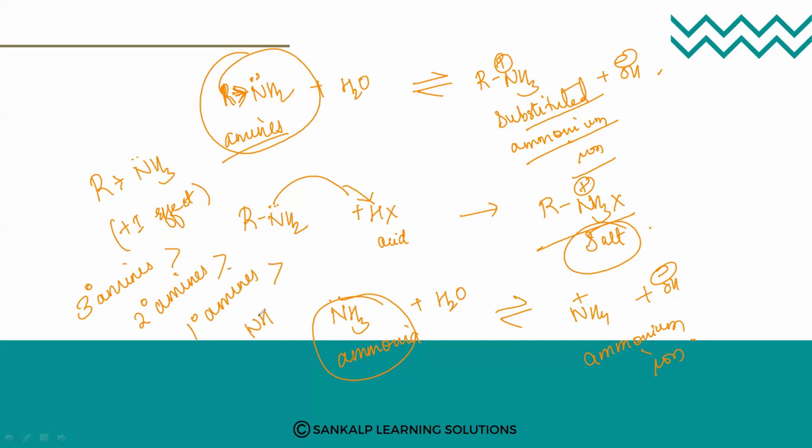Because as the electron donating groups increase, the basicity will increase. If electron donating groups are more, what will happen? The plus I effect will be more. Because of that, the lone pair of electrons available on the nitrogen will be easily available for donation or protonation.